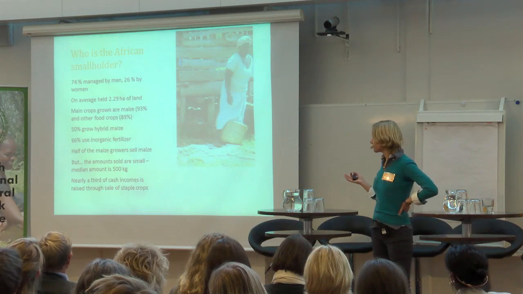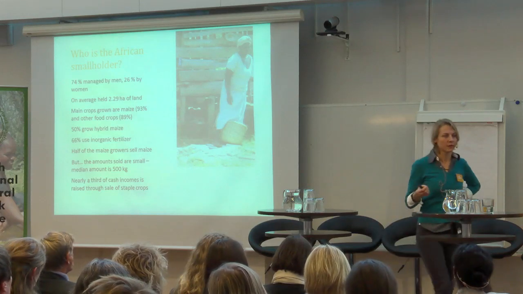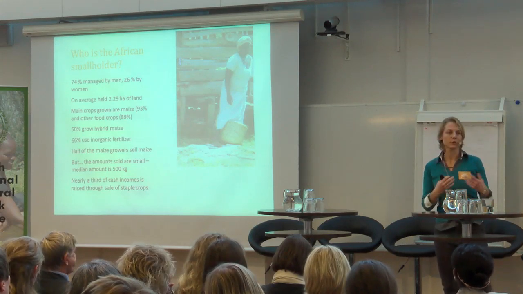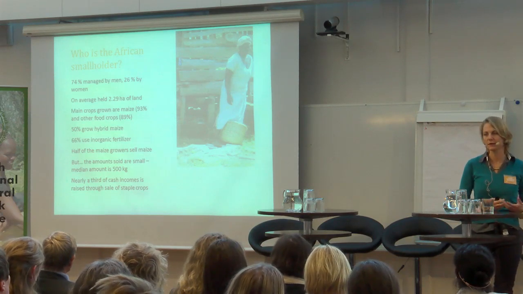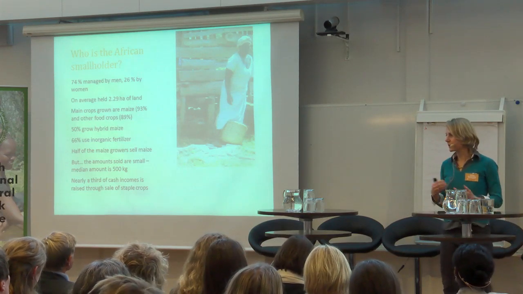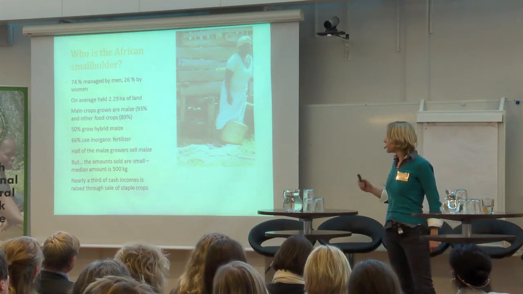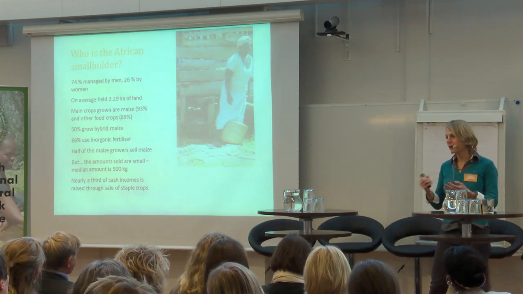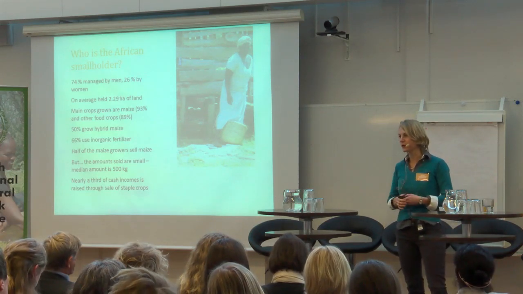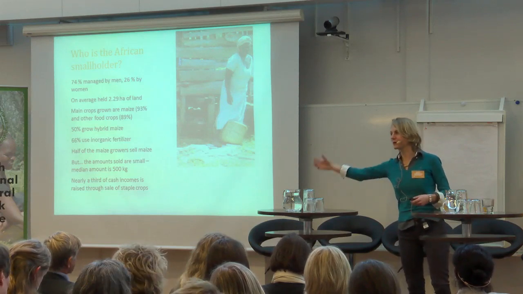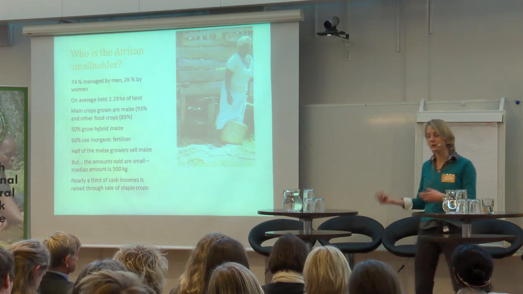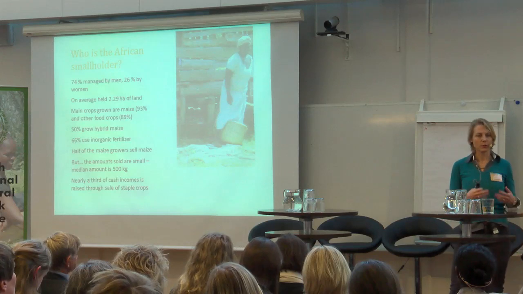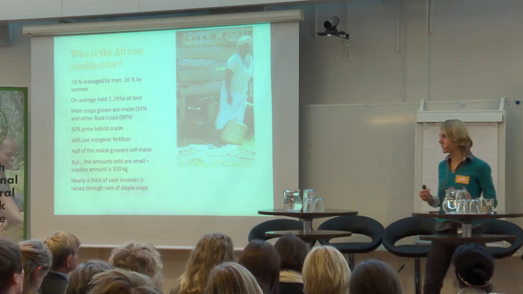And clearly this is a challenge if we are to feed growing cities. If farmers cannot feed themselves and cannot produce a surplus, how will they be able to feed people who are leaving agriculture and growing cities? And nearly a third of cash incomes is raised through sale of staple crops. So we have this double dependence: on the one hand, external parties are dependent on commercialization, while the farmers themselves are very dependent on selling staple crops to provide money, simply.